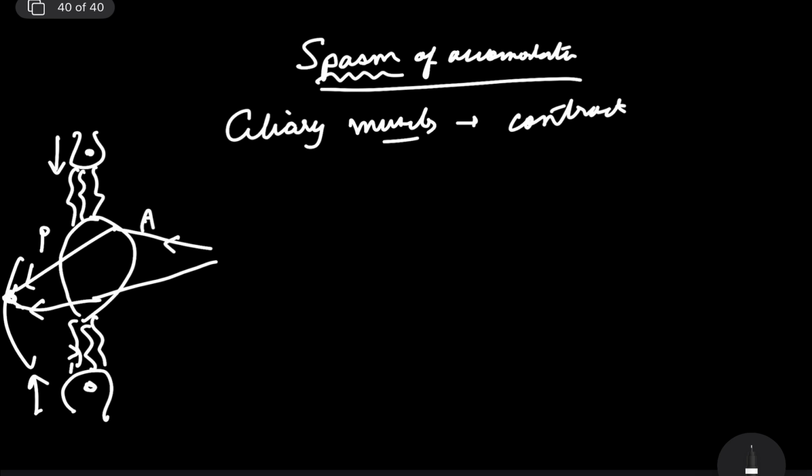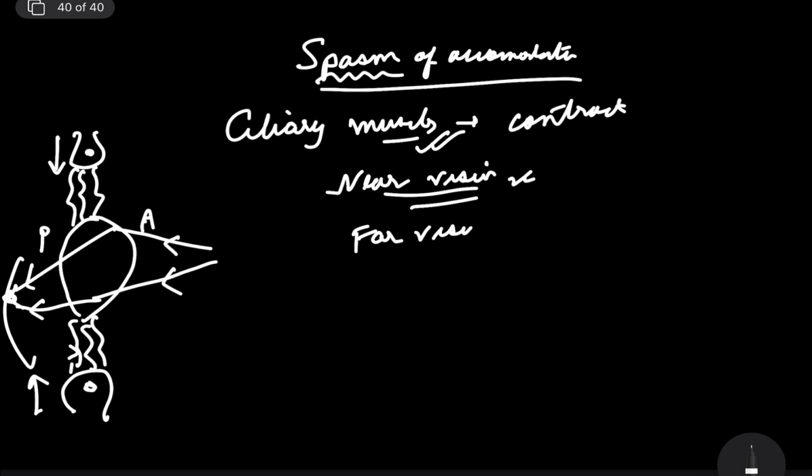But what if the ciliary muscles keep contracting even when you're not looking at a nearby object? That is what we call spasm of accommodation. So there is a continuous state of accommodation, which means you will have no problem with near vision, with looking at nearby objects, but the far vision is affected.